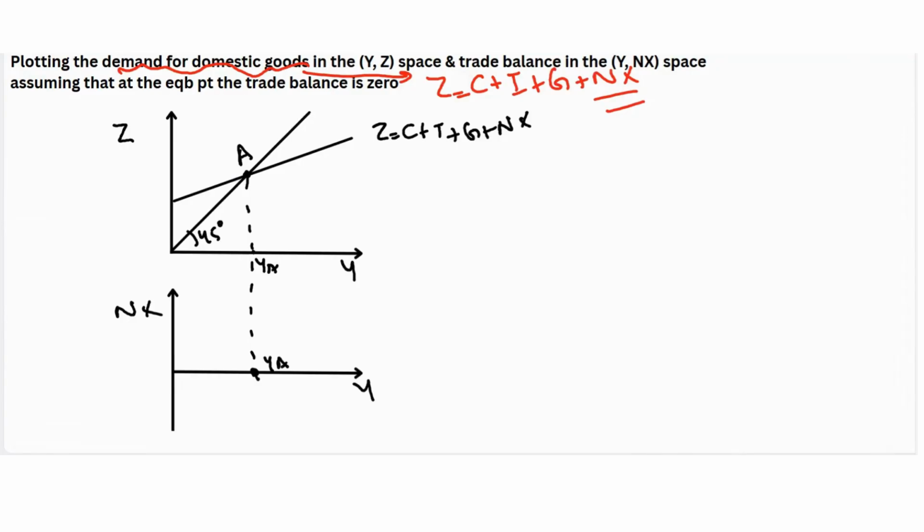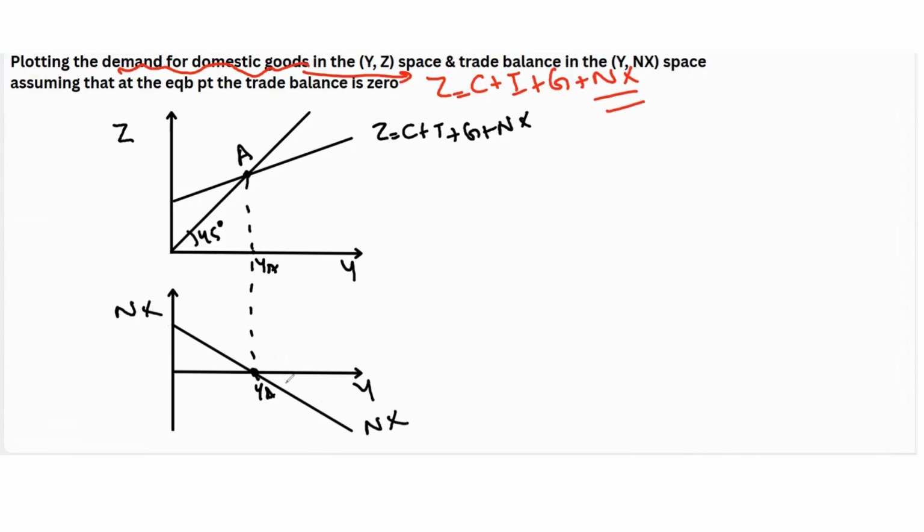And we know it's going to pass through this point of trade balance. At the point where Y is equal to YA, NX has to be 0, and this is only by assumption. So this is YA, and the NX line is going to be something like this. We've plotted it here.